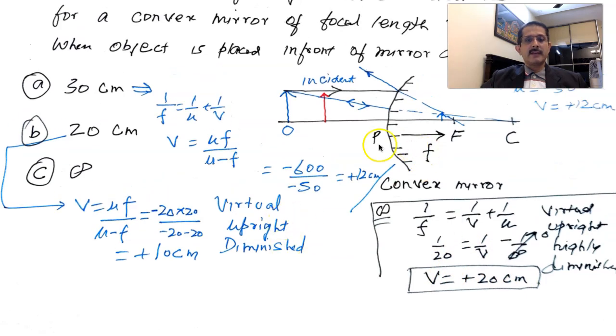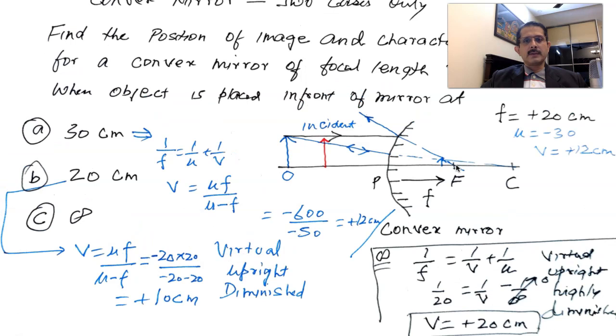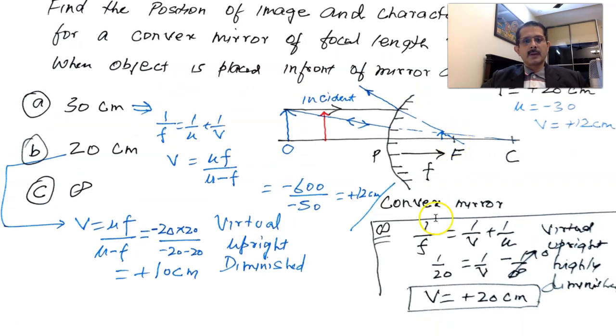And 20 centimeter is what? It is basically on the other side, so the image would be formed at the focal point, because the focal length is also 20 centimeter. Image would be virtual, upright, and highly diminished.